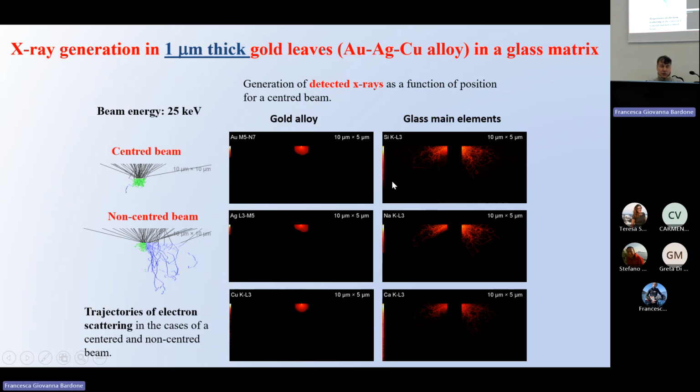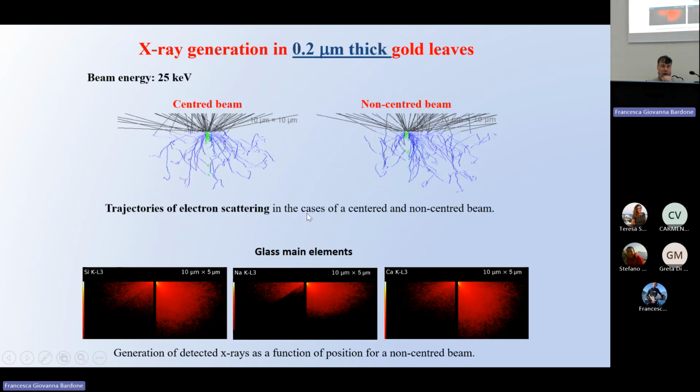And this is for silicon, sodium, calcium in this type of experiment. In another one, I reduced in the simulation the size of the gold leaves inside the matrix. So this is my small gold leaf, 2 microns thick, and this is a centered beam. I focus the beam. Remember, the focusing is very, very precise, but what happens comes from a bigger volume.